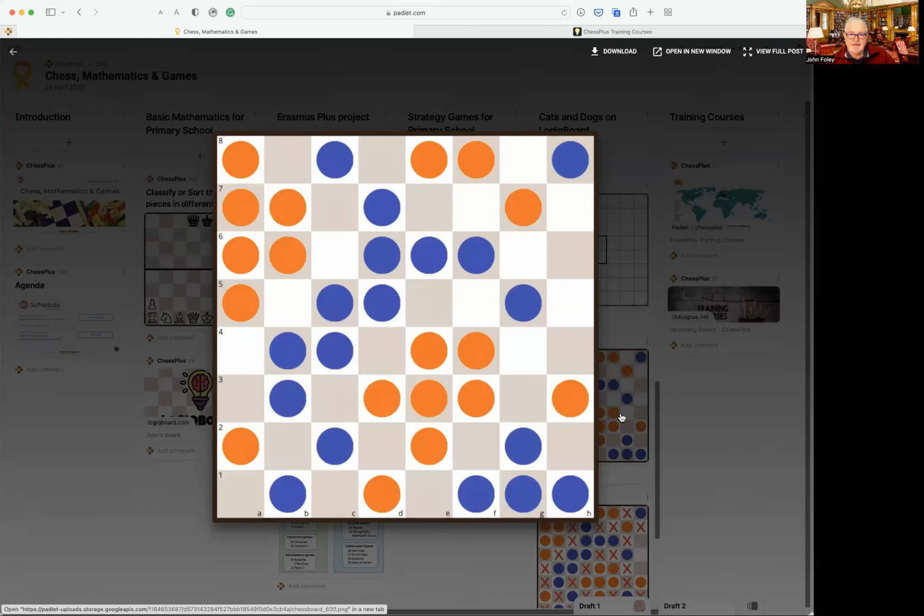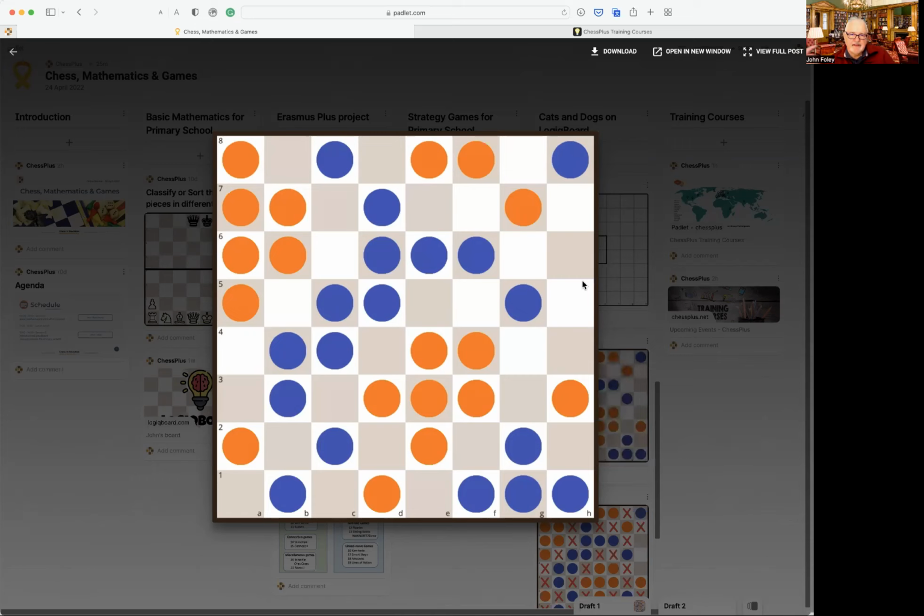What squares are available to blue? H4. Oh, H4, excellent. Yeah, blue, except there's an orange. Oh, no, yeah, can't go there, I'm afraid. So then H6. H6, yeah, that's true. And also H5, yeah.